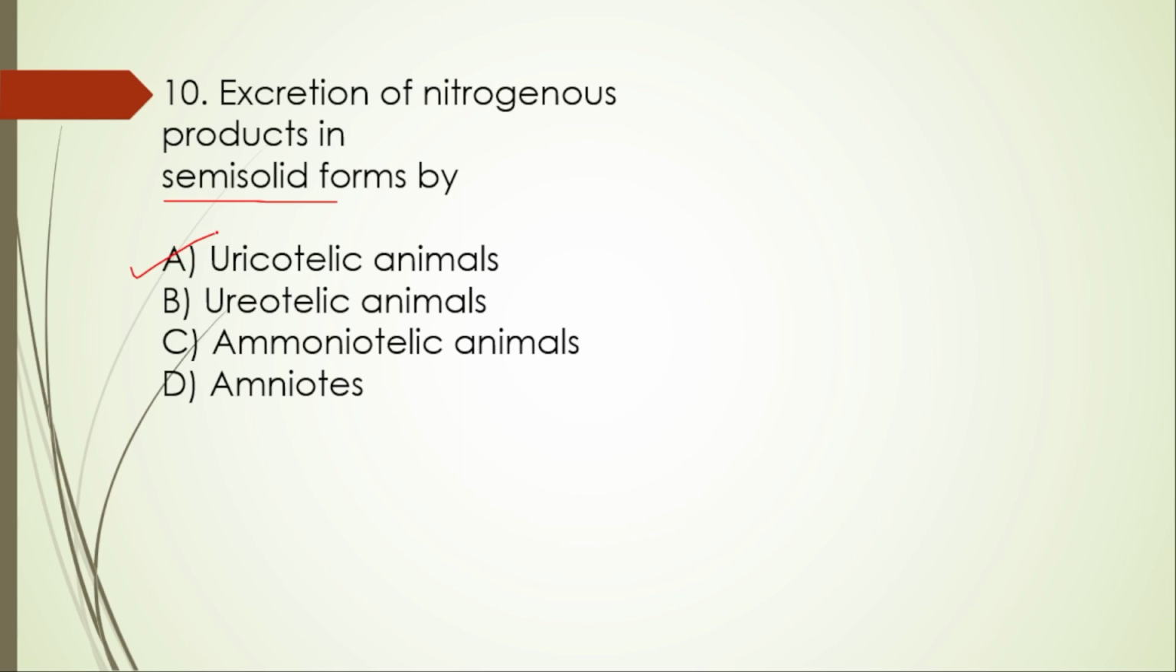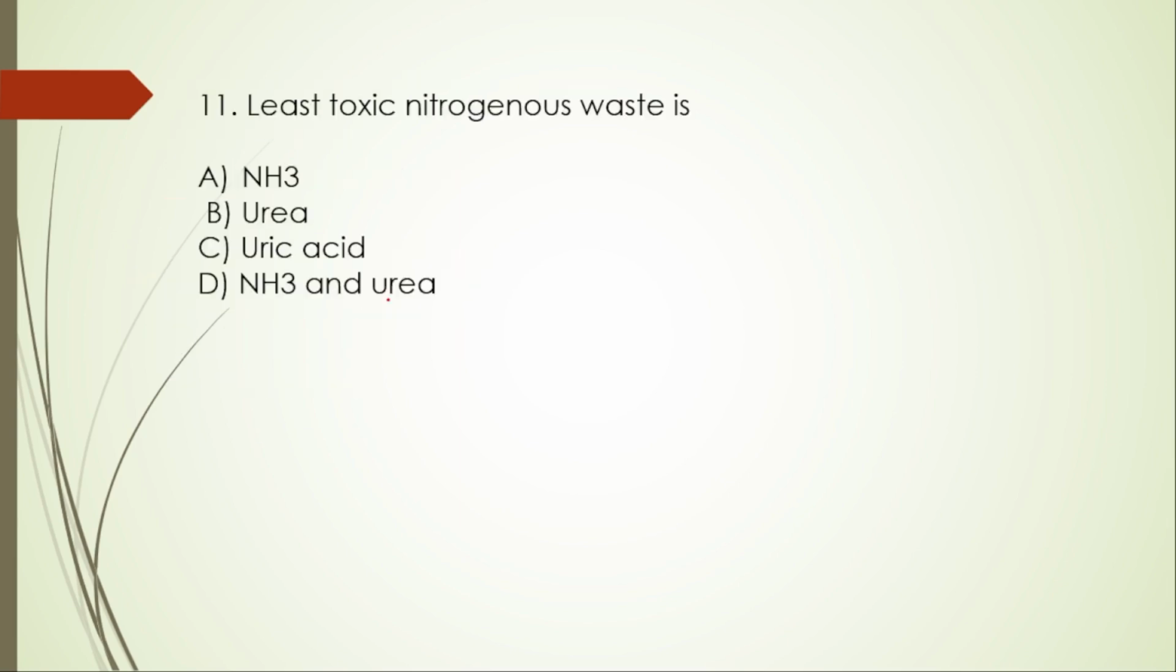What actually is it going to be explaining? Uricotelic animals excrete nitrogenous waste as uric acid, as you know, isn't it? Since uric acid is relatively non-toxic and insoluble in water, it is excreted in the semi-solid or paste-like form to conserve water. Got it? Yes. In which form? In semi-solid or else paste-like form. Where? In the uricotelic animals.